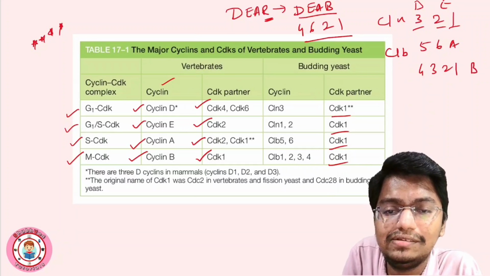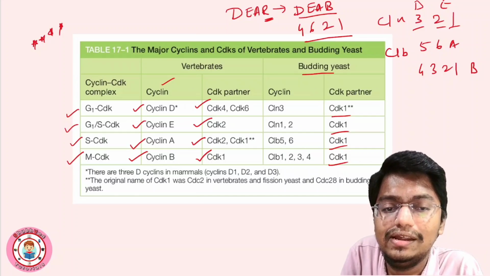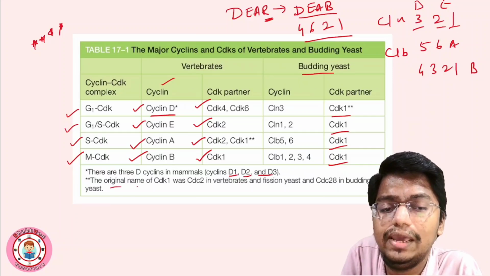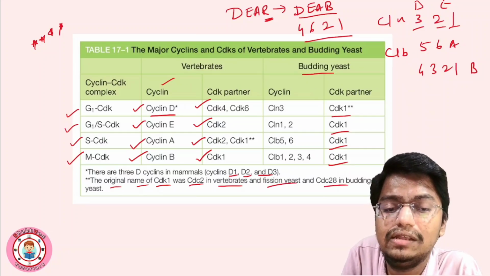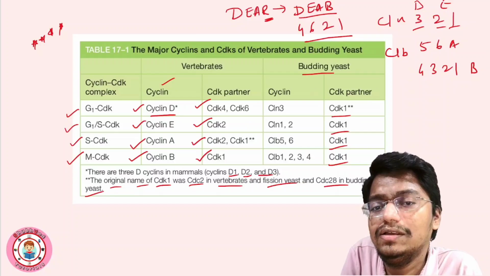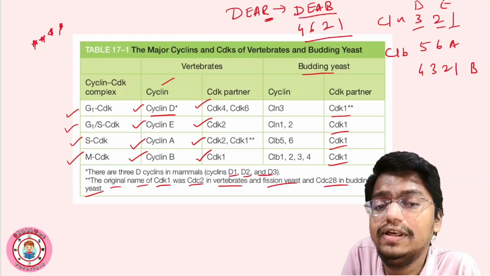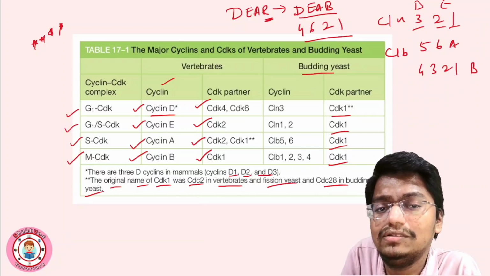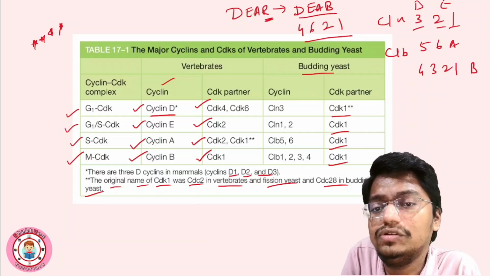Counterpart in budding yeast. You can see here the written cyclin D has 3 cyclins, D1, D2, D3. And the original name of CDK1 was CDC2 in vertebrates and fission yeast, and CDC28 in budding yeast. Okay, small information from this single picture is very important, right? So questions are made from here. The single picture chart can answer questions.